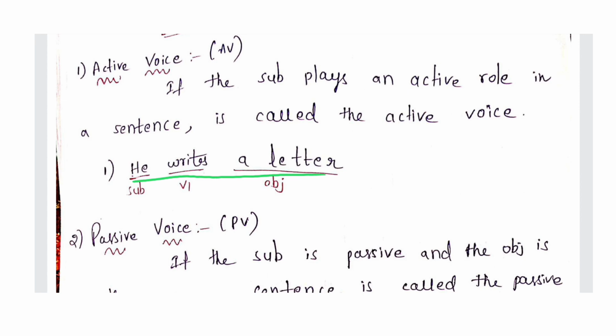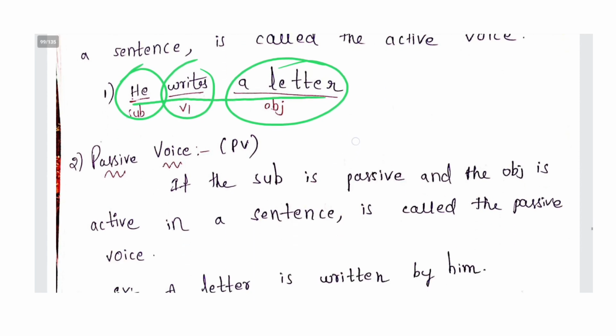Here, he is the subject, writes is the verb in V1 form, and a letter is the object. If the sentence is in the form subject plus V1 plus object, then it is an active voice. And then what is passive voice?